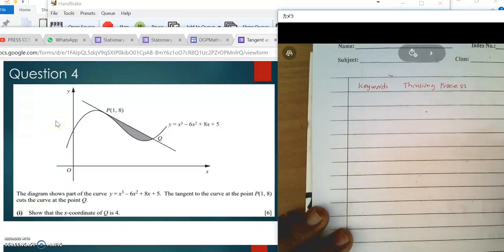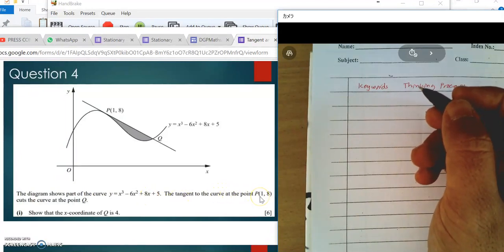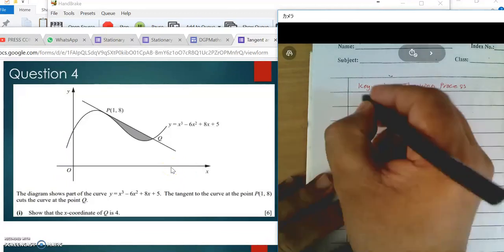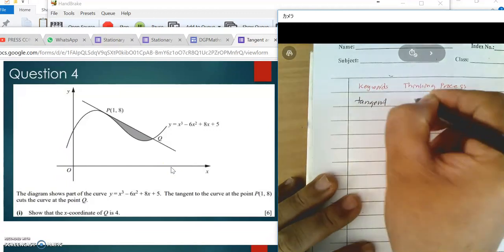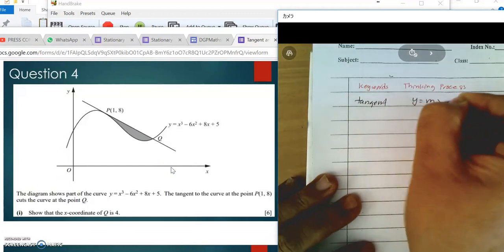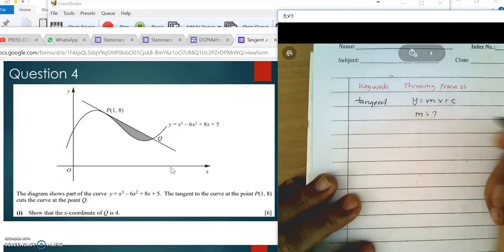Question number 4. The diagram shows part of the curve. The tangent to the curve at the point (1, 8) cuts the curve at the point Q. The keyword here again is the word tangent. If it's tangent, it follows the form y equals mx plus c. So again, we need to find the m. How shall we find the m?